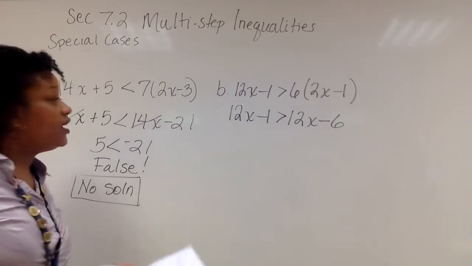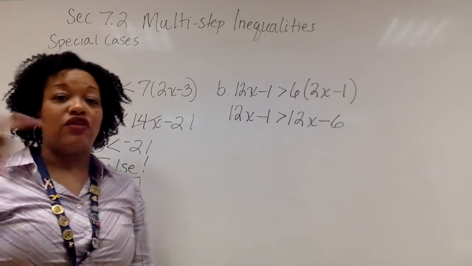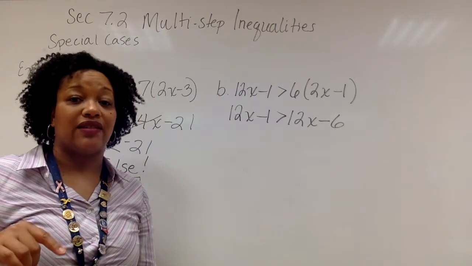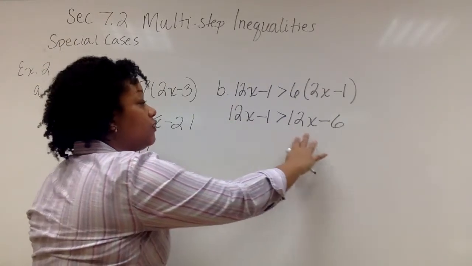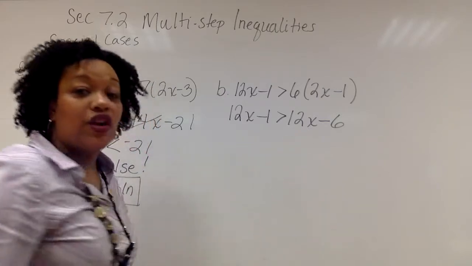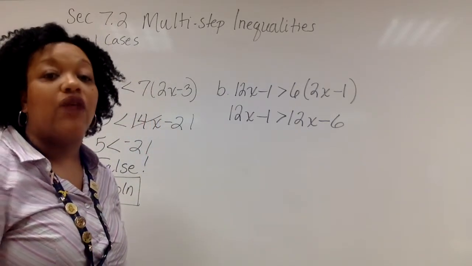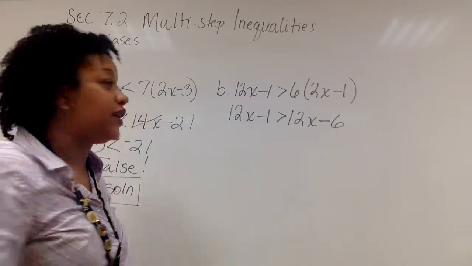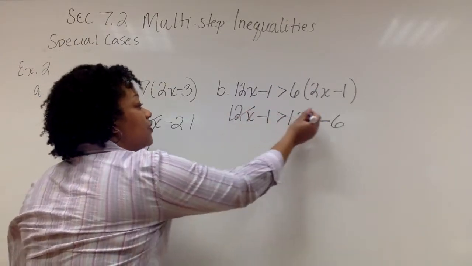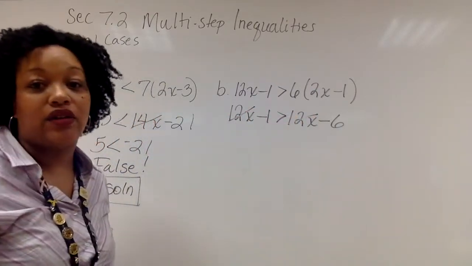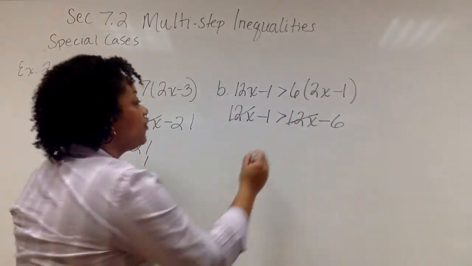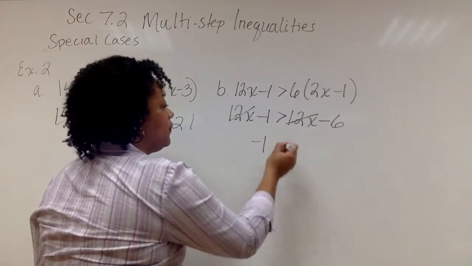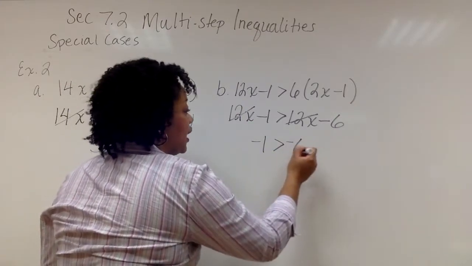Now, once again, you've got the same term on both sides. The 12x is positive on the left side. It's positive on the right side. They're identical twins. So if I want to get rid of them, I simply just have to cancel them out, because they cancel each other out. I don't know if you can see that. They cancel each other out. So I'm left with negative 1 is greater than negative 6.